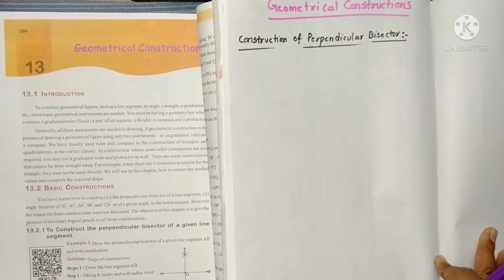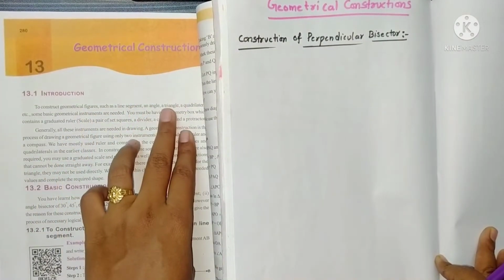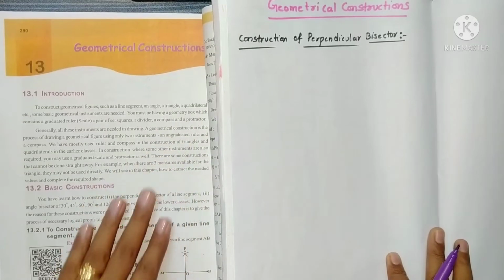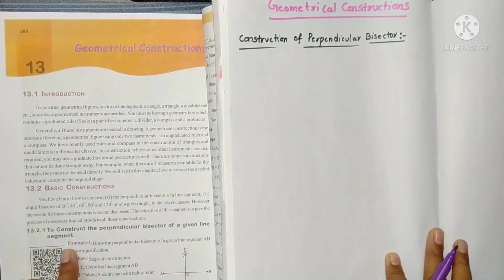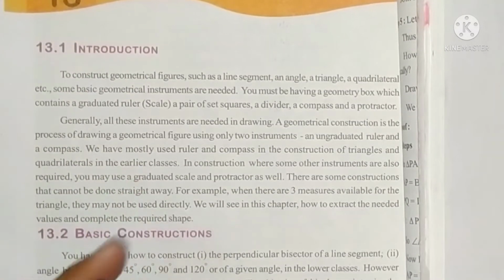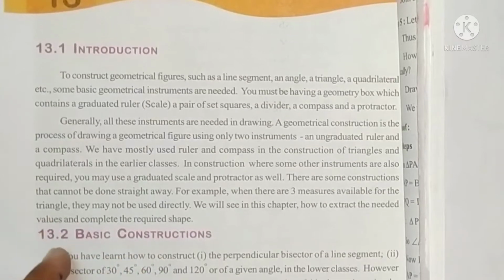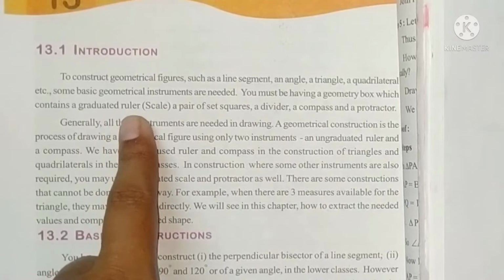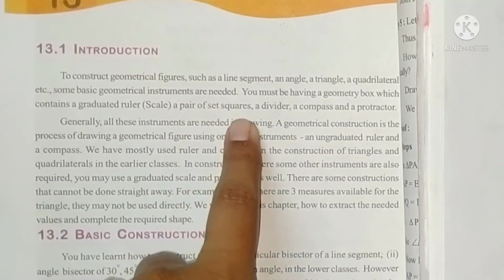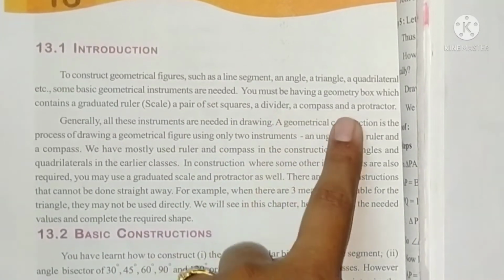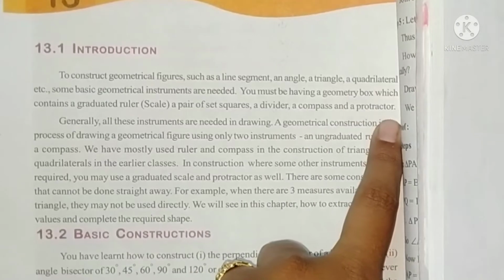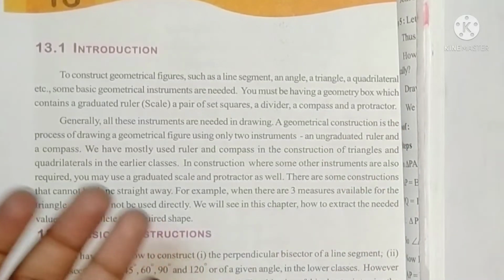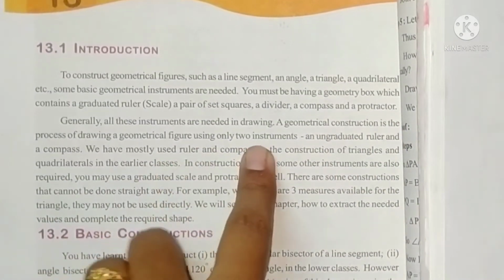Today in this video we will see the geometrical constructions chapter, first exercise. See here, generally in geometry, you know geometrical instruments, right? A geometry box contains a graduated ruler, that is a scale, a pair of set squares, a divider, a compass and a protractor. Okay, so we use all of these for measurements and drawing.